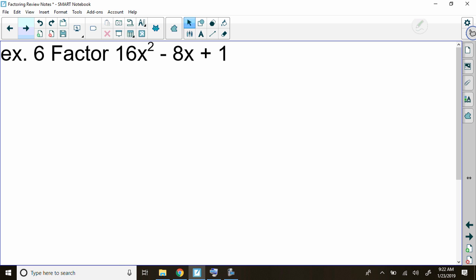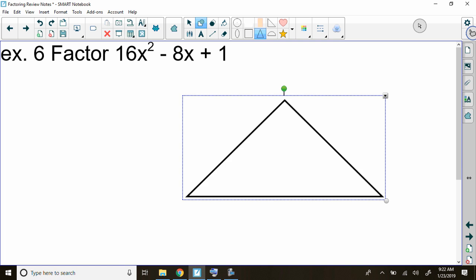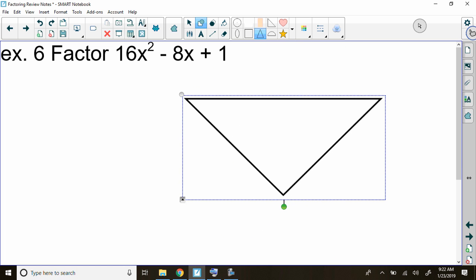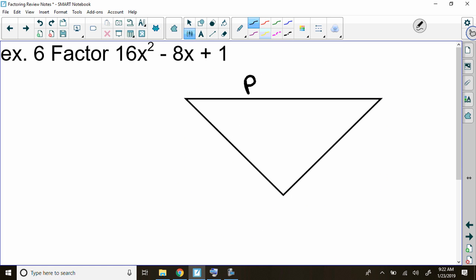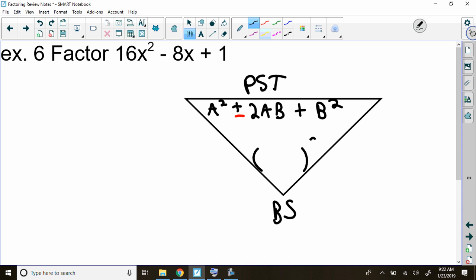Here we go. Example 6. This one is the perfect square trinomial. Perfect square trinomials are of the form a squared plus, sometimes minus, 2ab, always plus b squared. The nice thing about a perfect square trinomial, we learned this in chapter 4 when we completed the square, is they always factor into the square of a binomial. They always follow this pattern. Always.